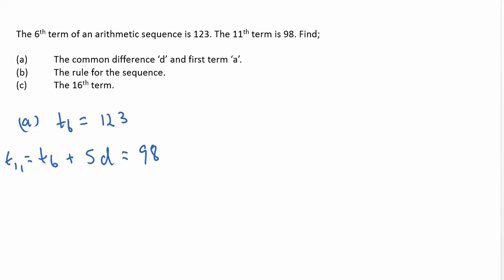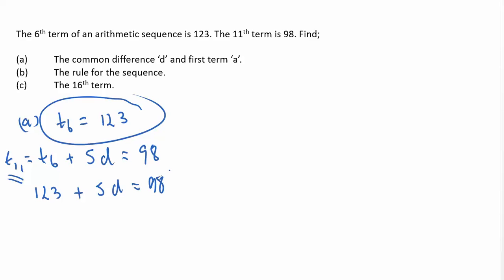Now, a neat little way I can tackle this is to define what my sixth term is and then define the 11th term in terms of the sixth term and 5 differences. So if I want to go ahead and do that, that gives me 123 plus 5d is equal to 98. 5d is minus 25, therefore d is equal to minus 5.